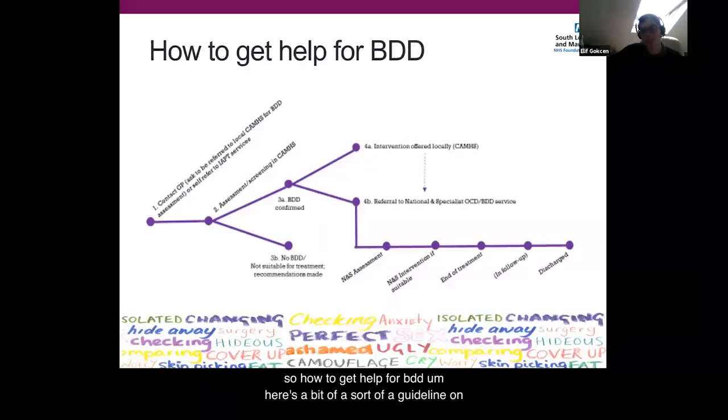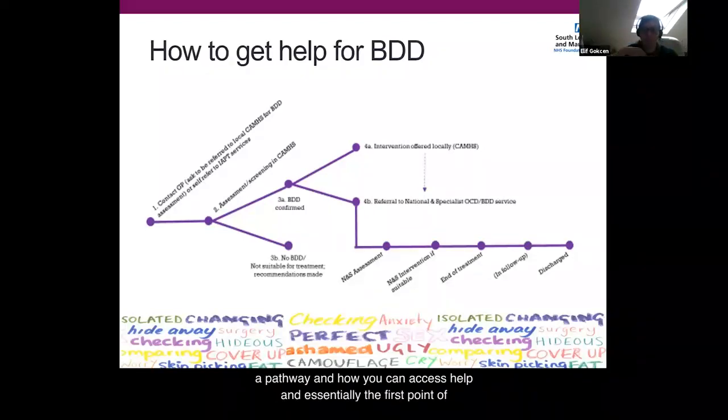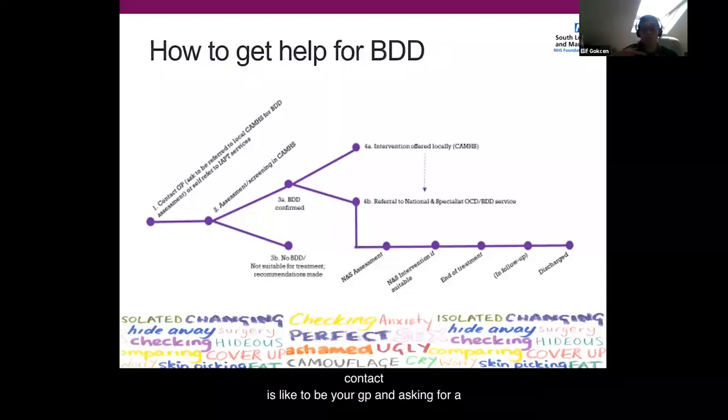So how do you get help for BDD? Here's a guideline on a pathway and how you can access help. Essentially, the first point of contact is likely to be your GP, asking for a referral to your local CAMHS service for BDD assessment. Or if you're closer to 18, that referral might go to IAPT services. If you're referred to CAMHS, assessment and screening will happen at this point, and that will indicate whether BDD is confirmed or whether BDD isn't a good way to understand the difficulties, and alternative recommendations will be made. But if you are on that BDD confirmation pathway, then intervention will either be offered in your local CAMHS service, or you might be referred on to a national specialist service.